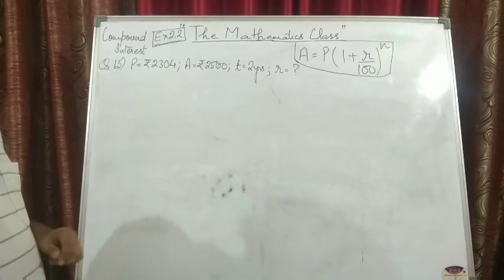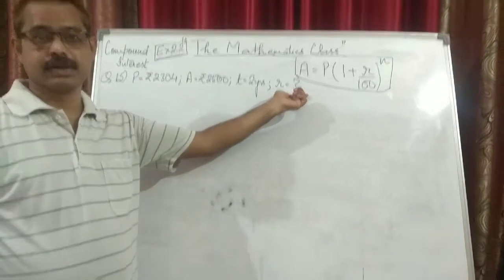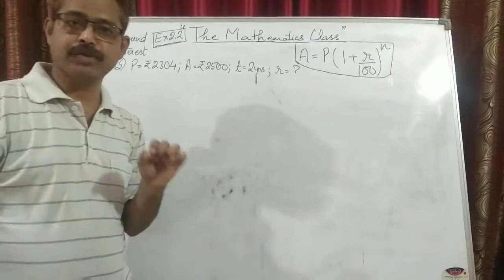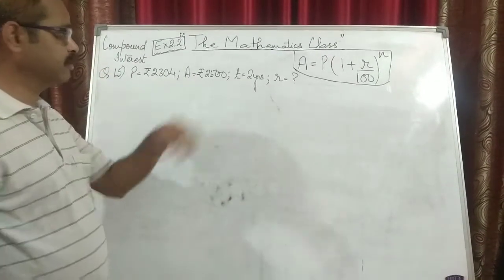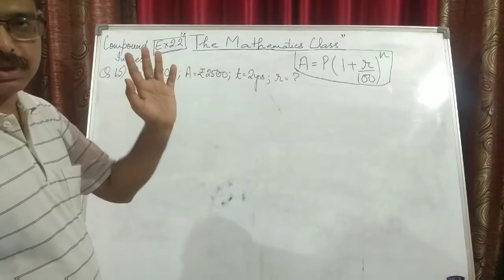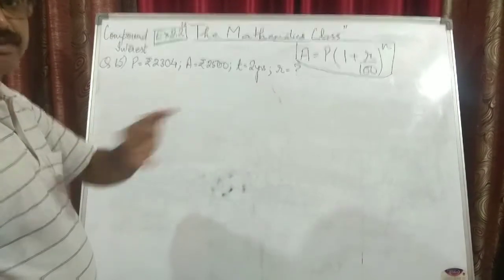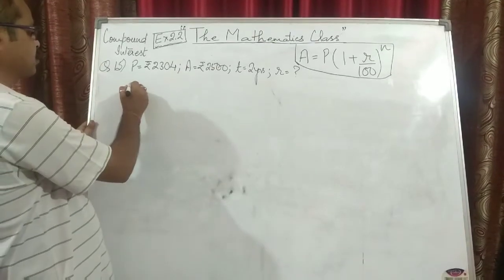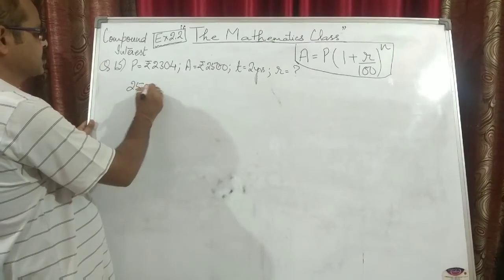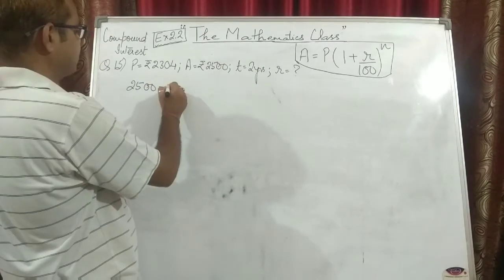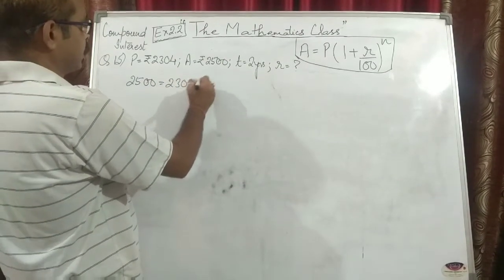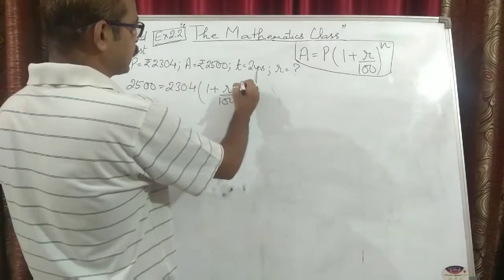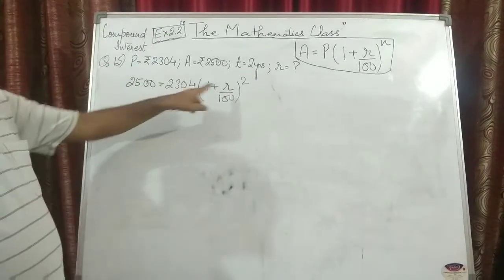Now question number 15, in this you have to find the rate of interest. Amount is given, principal is given, time is given, and the rate is compounded annually. So we know the formula. We'll put all the values in the formula that we know, and we have to just solve this. Look at the solution part, what is required. So A is equal to 2500. We know that A is equal to P, which is 2304, into (1 plus R upon 100) to the power time, which is 2. We have to calculate this R.